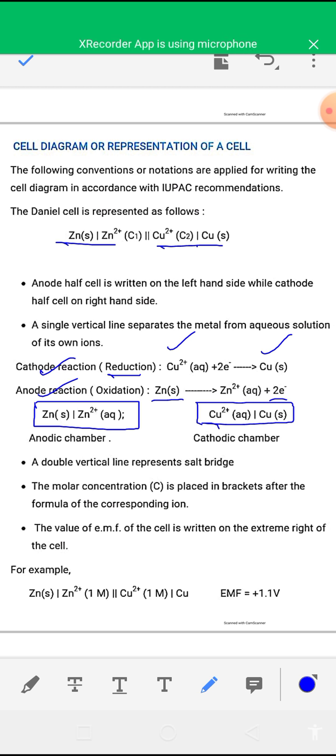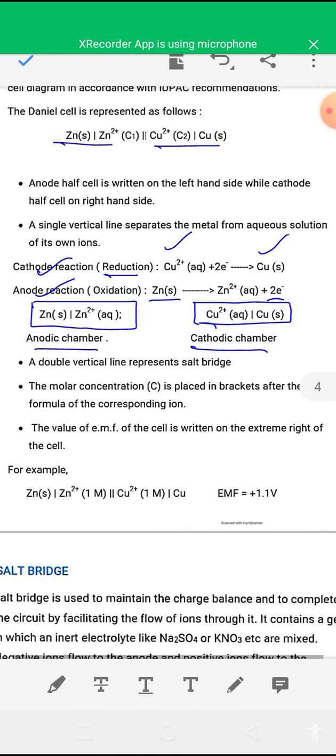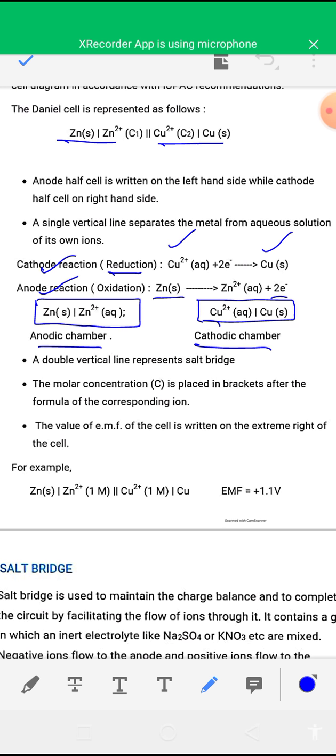This is the anodic chamber, the anode half cell, and this is the cathodic chamber, the cathode half cell. You have to give a vertical double line to represent the salt bridge in between the two half cells. So first you write the anode, then the salt bridge, and then the symbol of the cathode.